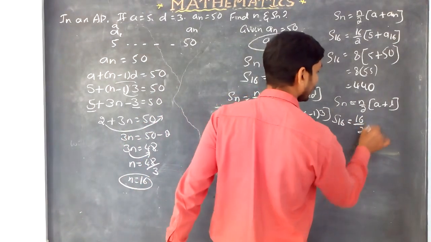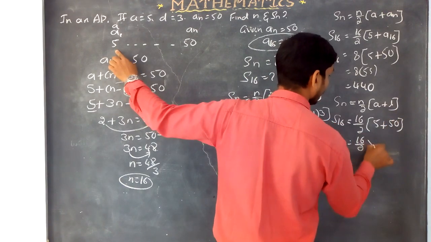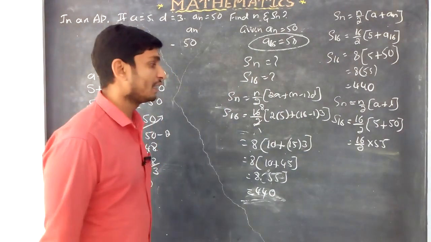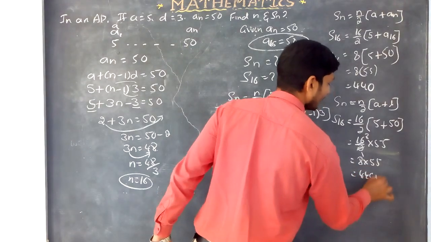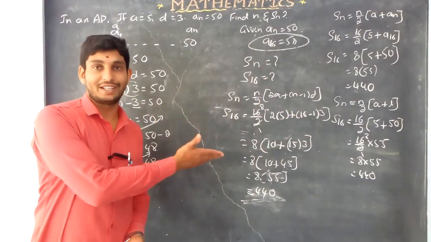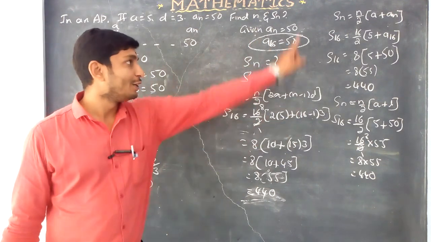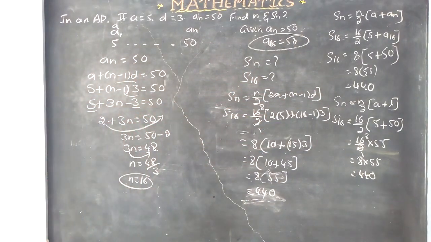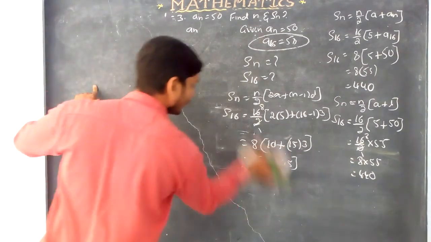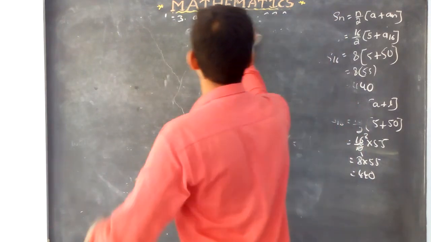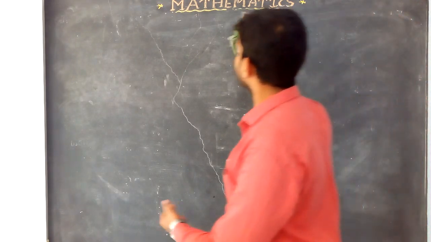That is 16 by 2 into (a means first term, that is 5, plus l means 50), that is 16 by 2 into 55. Is it right? Yes. 2 eights, again 8 into 55. If you multiply in this method also, you are going to get the answer 440. See dear students, notes I have given in this method only. You have to solve in the remaining two methods also while writing notes. Hope you understood this problem. Sorry for that small mistake. Don't make this kind of mistake. Okay, let us continue the problems.